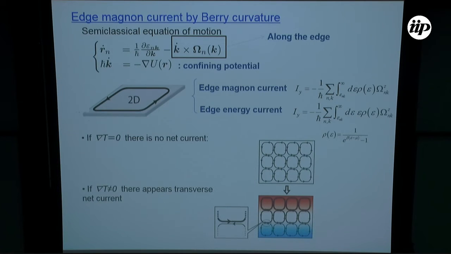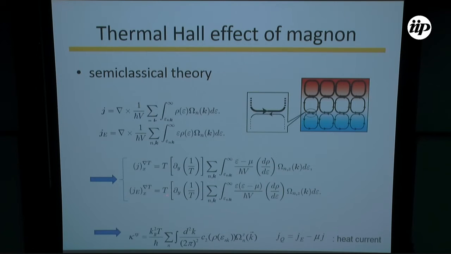But if there's a temperature gradient, then the situation is like that. For the hotter side, there is more magnon current than on the colder side. So by looking at the neighboring brackets, there's no cancellation here, and there should be some net magnon current from left to right. In this way, it generates the heat current in the horizontal direction in this figure. By summing up these contributions, we can easily find out how much magnon current or energy current is induced as a result of the temperature gradient. By some calculation, we can easily find this kind of form.